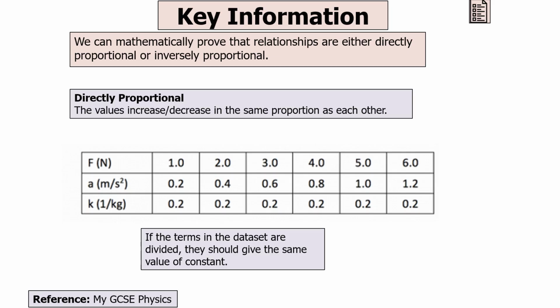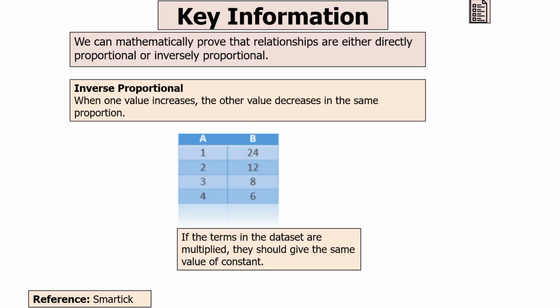So you can see in this data set, if the terms are divided, so a divided by f in this particular example, that tells us this should give the same value of constant, which it does, the k is the same value. So this proves mathematically that the two factors are directly proportional to each other. Now in this instance, if the terms in the data set are multiplied by each other, it should give the same value. So when a and b are multiplied by each other, they give the same value of constant, and they do. It's 24 each time. It tells us that the two values are inversely proportional to each other.